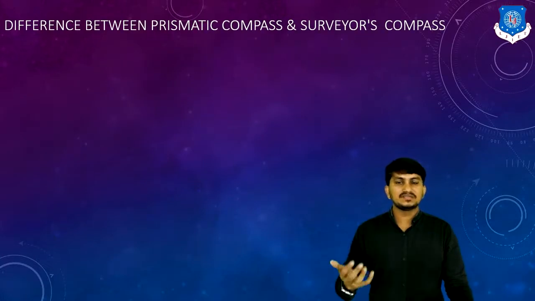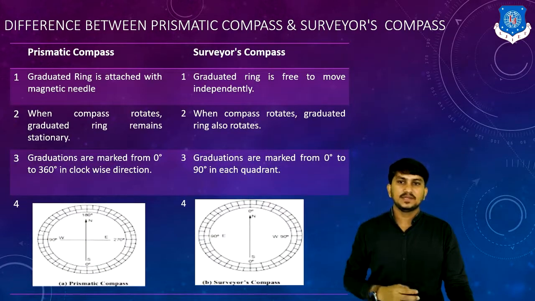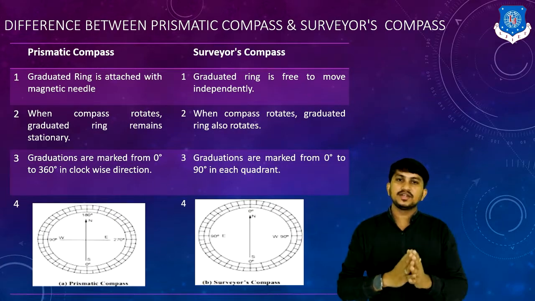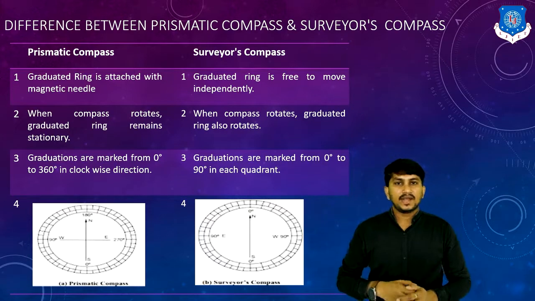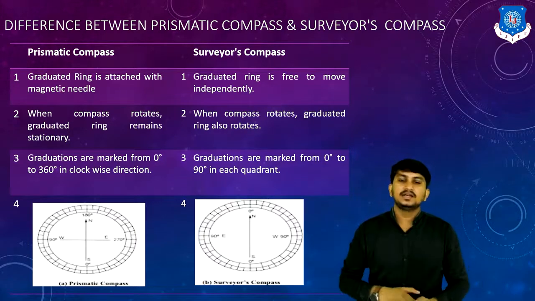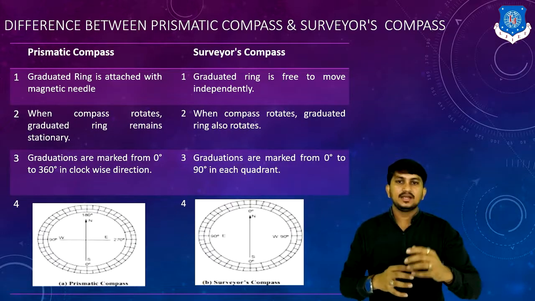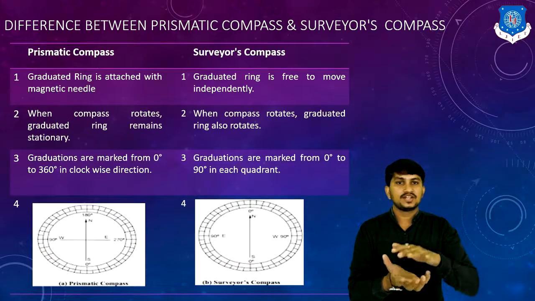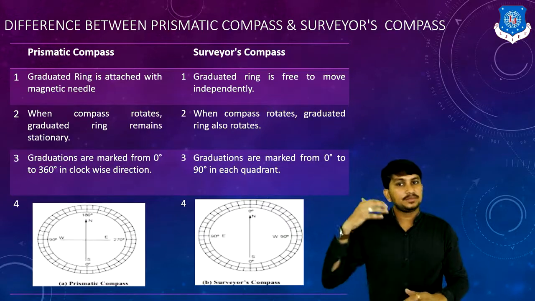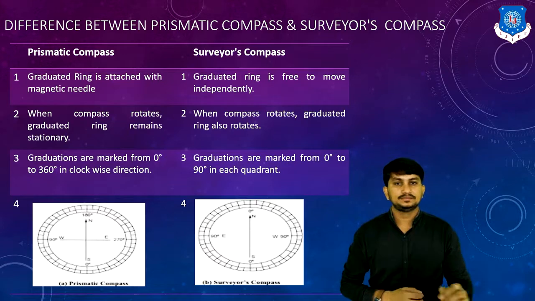Now let's see the difference between prismatic compass and surveyor's compass. In prismatic compass, graduated ring is attached with magnetic needle, while in surveyor's compass, graduated ring is free to move independently. In prismatic compass, when the compass rotates, graduated ring remains stationary, while when surveyor's compass rotates, graduated ring also rotates, because graduated ring and the compass are attached with each other. While in prismatic compass, graduated ring is free from compass.